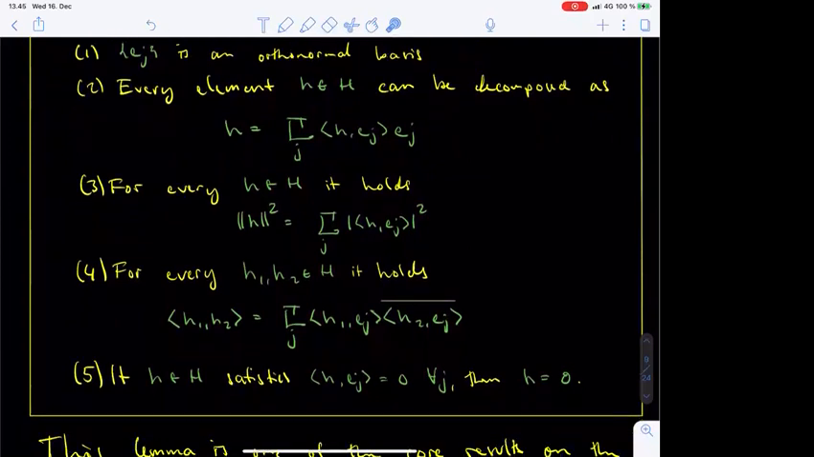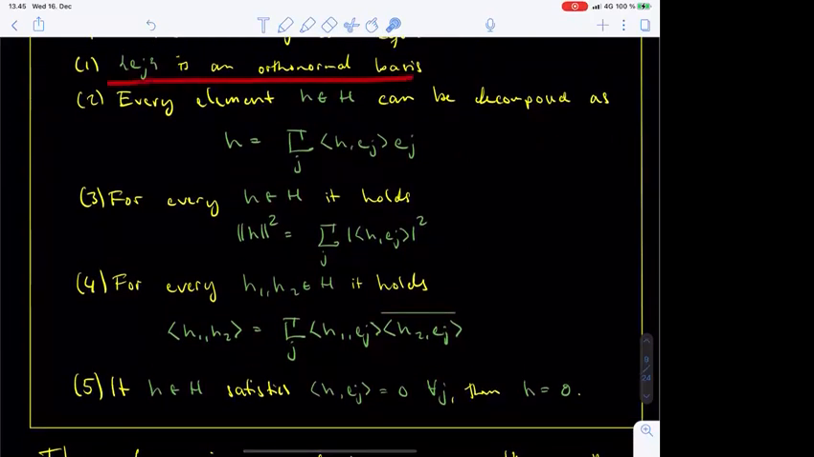Finally, whereas condition number 1 was the property that we actually want to know, it is the equivalent property 5 that turns out to be the easiest to verify. It states that for all elements h in H, the inner product of h with all the vectors Ej vanishes if and only if h is the zero element itself.